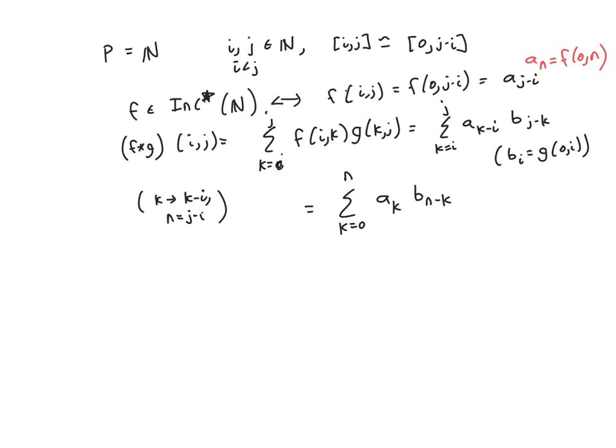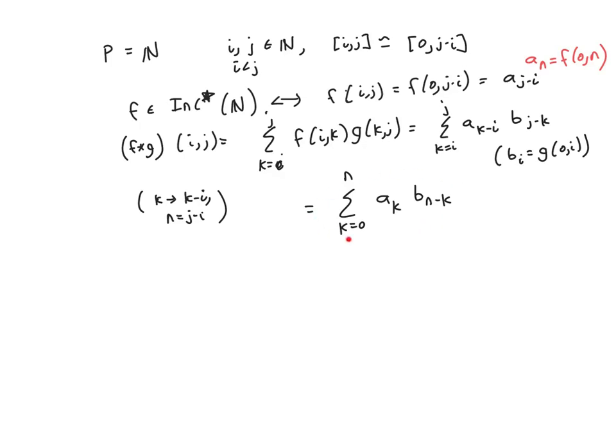What does this convolution correspond to in this case? Well, f star g of ij is the sum of f of ik times g of kj, as k ranges from i to j. But you can replace the first with a sub k minus i. You can replace the second with another sequence corresponding to the value of g, because we're assuming g is also in this subalgebra. Now if you reindex the summation by replacing k with k minus i, and set n equal to j minus i, this summation becomes the sum as k goes from 0 to n, a sub k, b of n minus k. And now this convolution looks familiar.